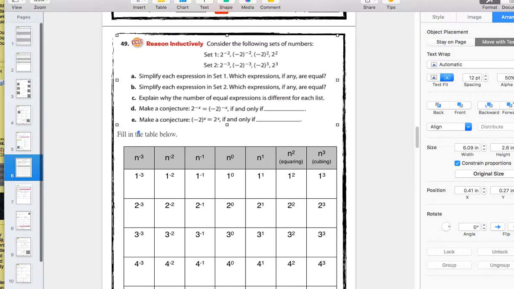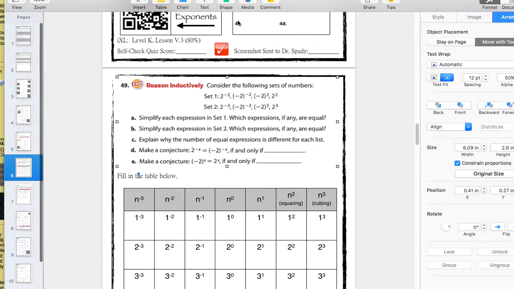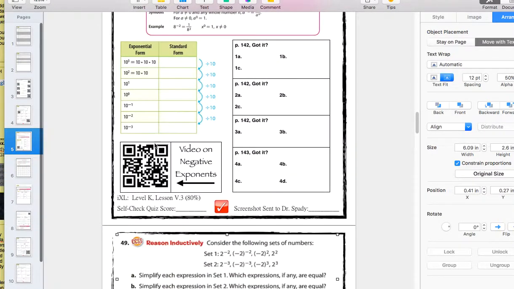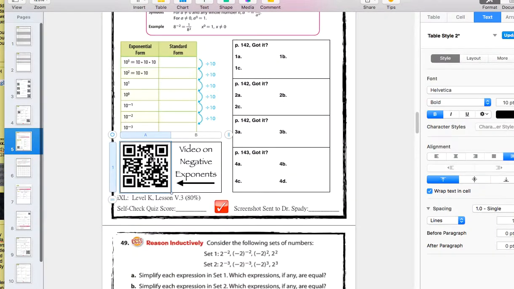Don't forget to take your self-check quiz and email me the screenshot of your score. And don't forget your IXL lesson V3 and level K to practice your negative exponents. There's the video QR code that you can scan and watch as well.